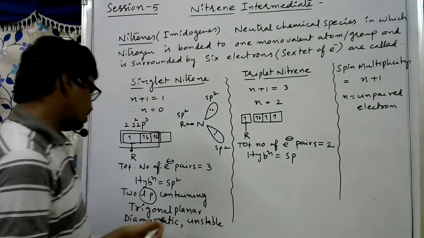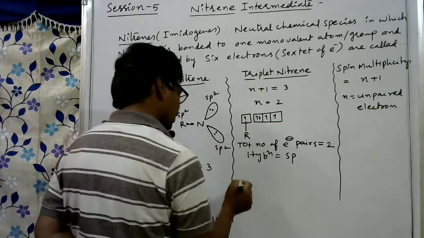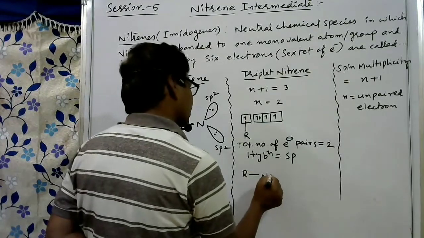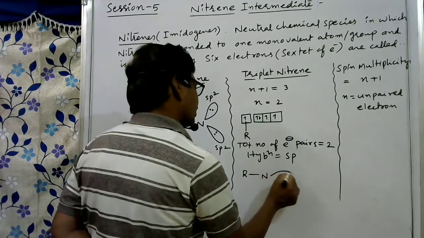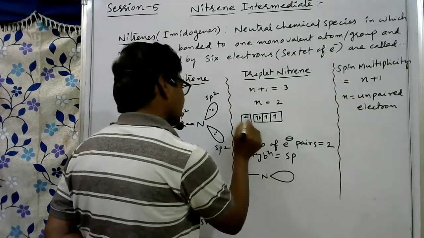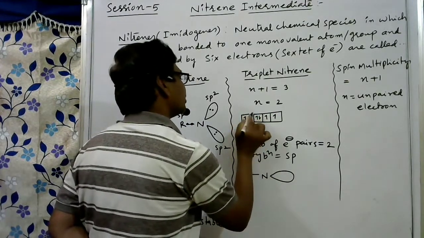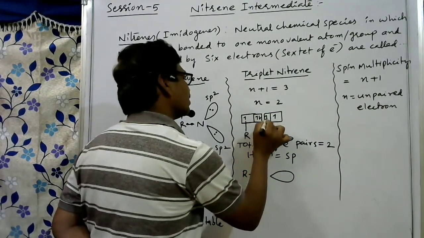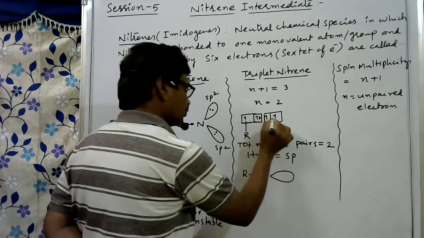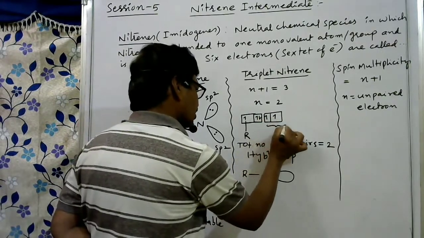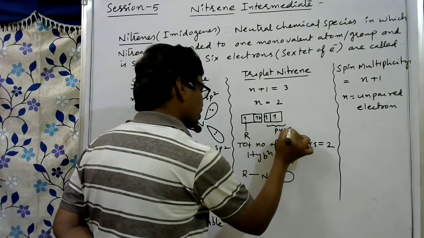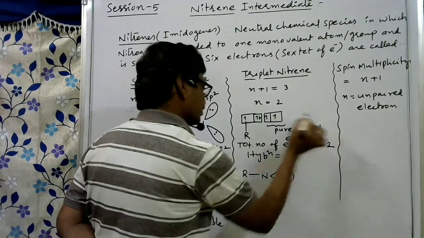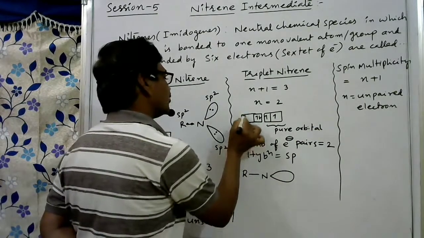And what shape can we write? Here only one lone pair of electrons is present. One is the R group, then here nitrogen, then this is one sp hybrid orbital. Like this we can intermix this orbital and this orbital. These two I am intermixing. These two orbitals I am writing separately. These two unpaired-electron-containing orbitals are pure orbitals, which do not participate in hybridization.